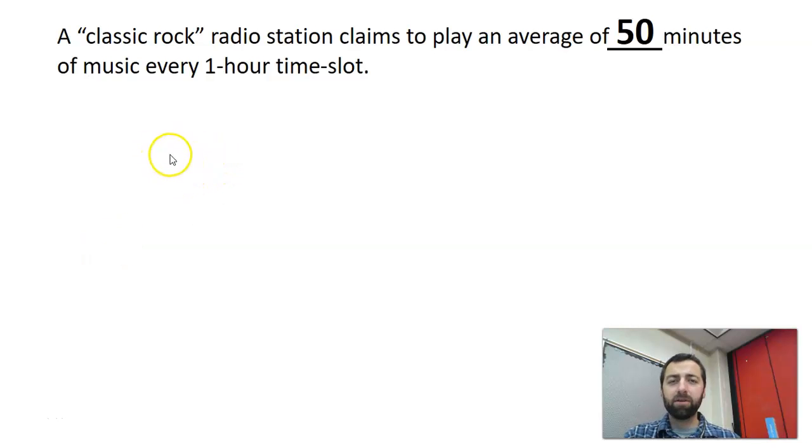Hello class, today we're going to talk about how we can use the sampling distribution to test claims that are being made about an average. And we're going to see the type of conditional logic that is used when we test these claims. So for example, a classic rock radio station claims to play an average of 50 minutes of music every 1 hour time slot. That doesn't mean that they play exactly 50 minutes for every 1 hour time slot.